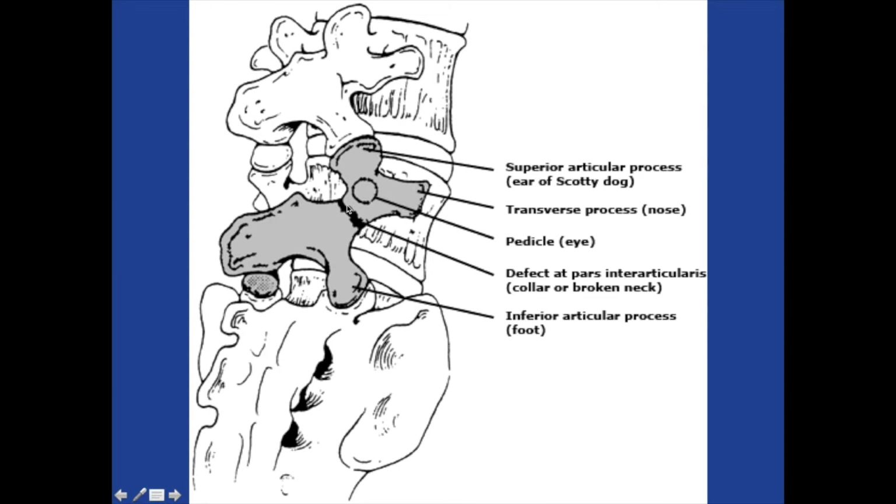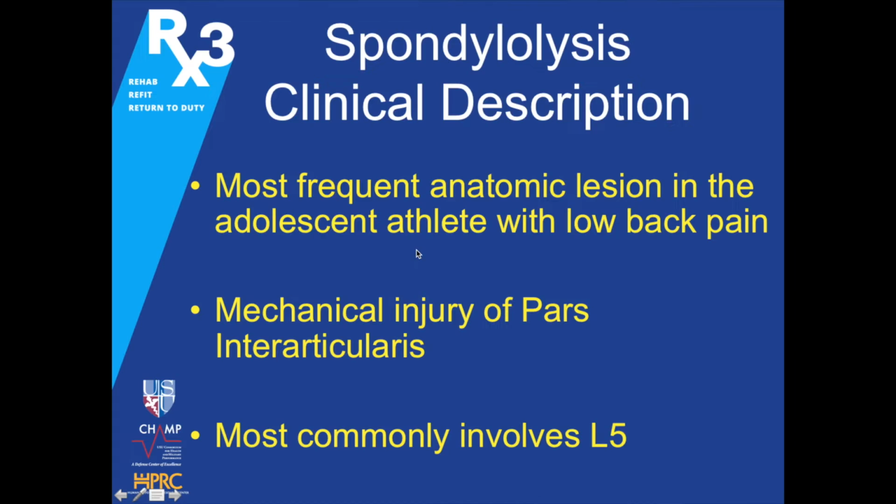And here we have an injury of the pars interarticularis. And this lateral or oblique projection of the lumbar vertebrae is called the Scotty dog. And if you will bear with me, this is the ear of the Scotty dog, this is the nose of the Scotty dog, the pedicle is the eye, and then here's the feet. And if you see a collar on the Scotty dog, that would refer to an injury of the pars interarticularis. And this is what this young lady was suffering from, a disease called spondylolysis.